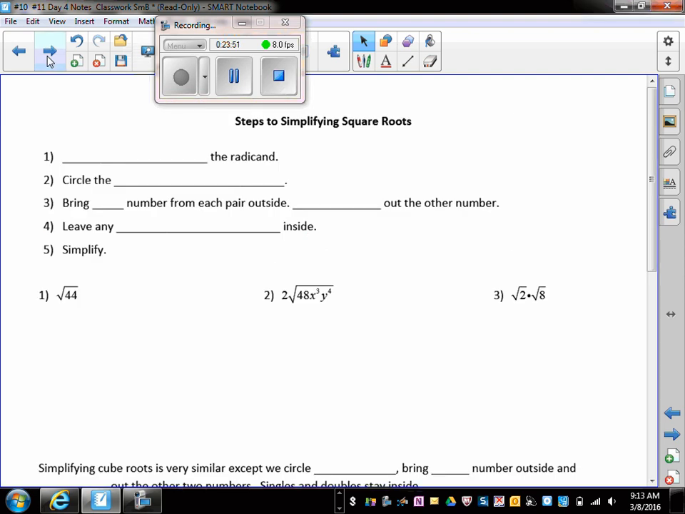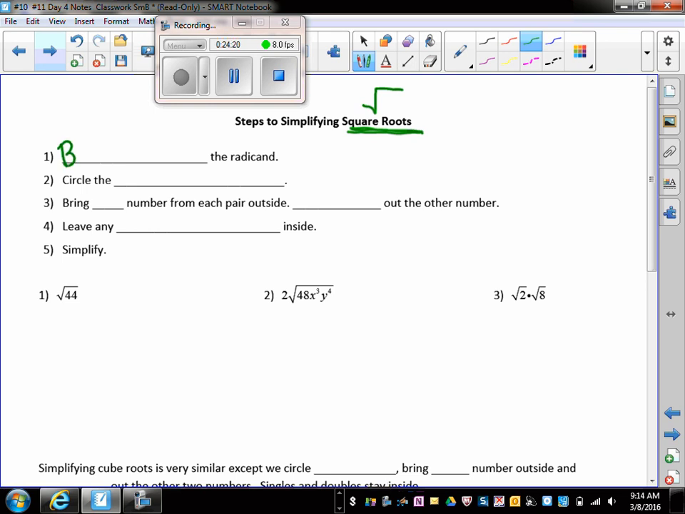Alright, so first we're going to take a look at square roots. How to simplify square roots. And a square root looks like that. How to simplify square roots. Alright, so our first thing that we're going to do, well, we are simplifying. But the first thing we want to do is take our radicand and actually break it down into its factors.